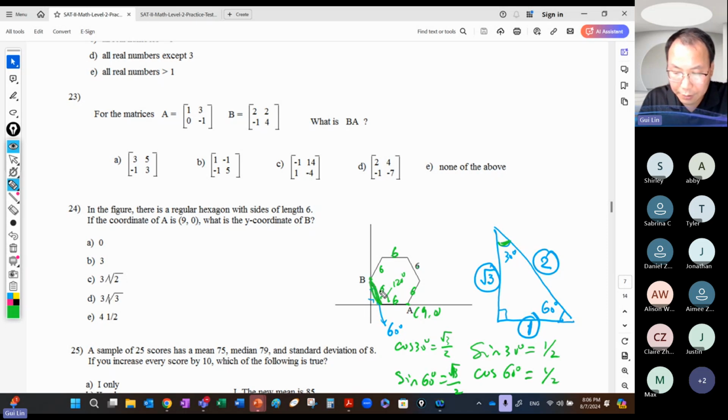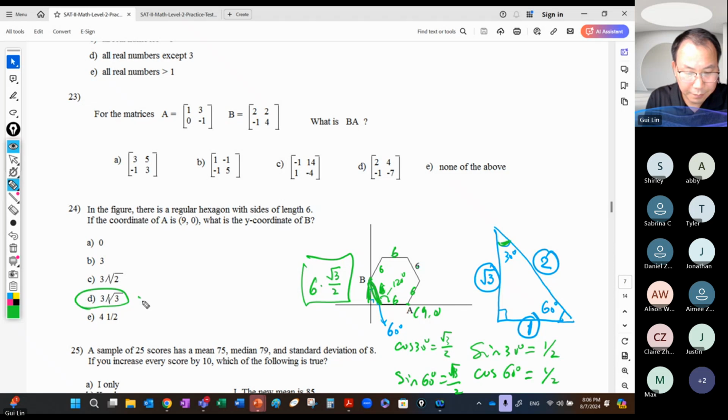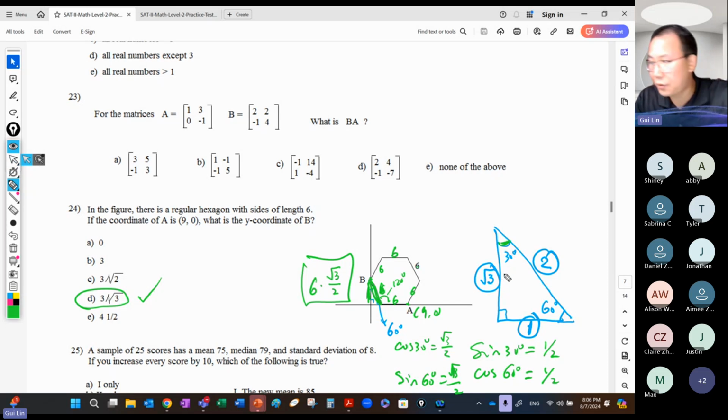So if you know this one is 6, and this part will be 6 times the relationship, divided by 2 times square root 3. Typical case. This is a very typical case. So B would be 3 square root 3, right? Very typical case. So we will use this kind of information a lot. It's a very basic part of math. Keep this in your mind, okay?